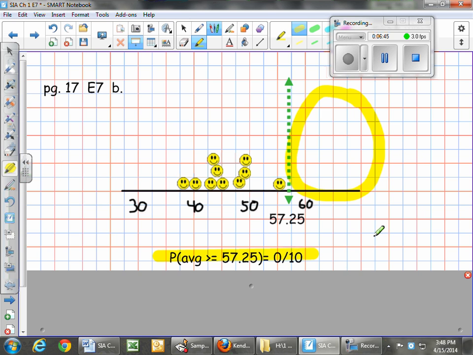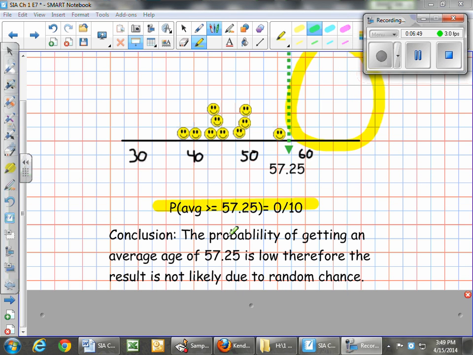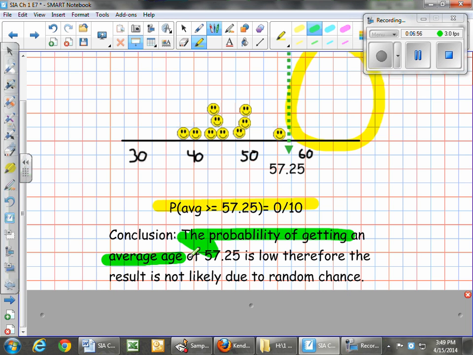And now we have to write that canned statement. So remember, there's 3 things you need to include. First thing, you have to include what is the summary statistic. So that's the probability of getting an average age of 57.25. The next thing, you have to tell me if that's high or low. Well, 0 is pretty low. And the third thing you have to say is, based on that, does that mean that the probability is likely due to random chance or something else?